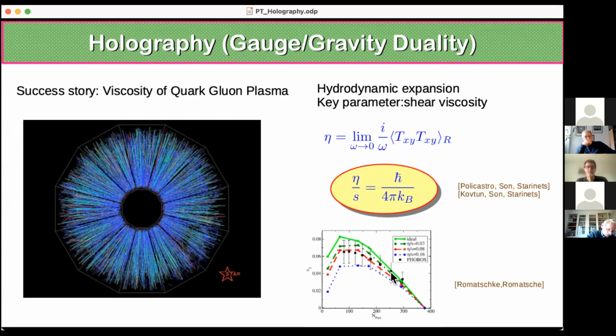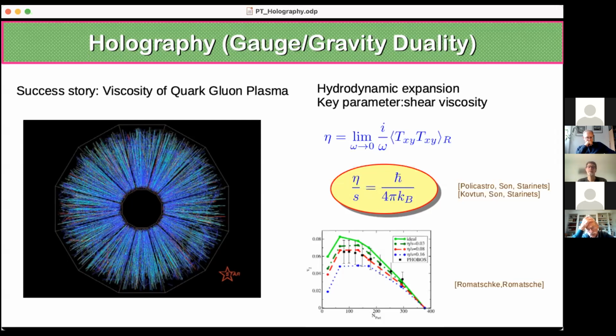So here's a plot. What people do is they smash, say at the Relativistic Heavy Ion Collider or at the LHC, heavy ions against each other, and they create a new state of matter where the protons and the neutrons melt and create a plasma of quarks and gluons. And this plasma then expands, and this expansion has to be described in a hydrodynamic theory.